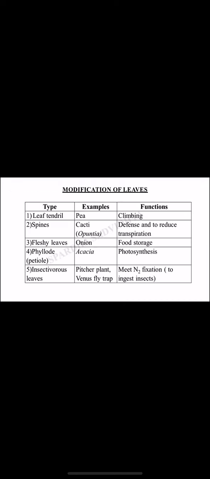Next, like stem and root, leaves also modify their structure. First one is leaf tendril. In pea, the leaf is modified into tendrils for climbing. Spines in cacti are for defense and to reduce transpiration. In onion, leaves are reduced into fleshy leaves for food storage. In acacia, the leaf is modified into phylloclade for photosynthesis. Pitcher plant and Venus flytrap are called insectivorous plants, to meet their nitrogen requirement.